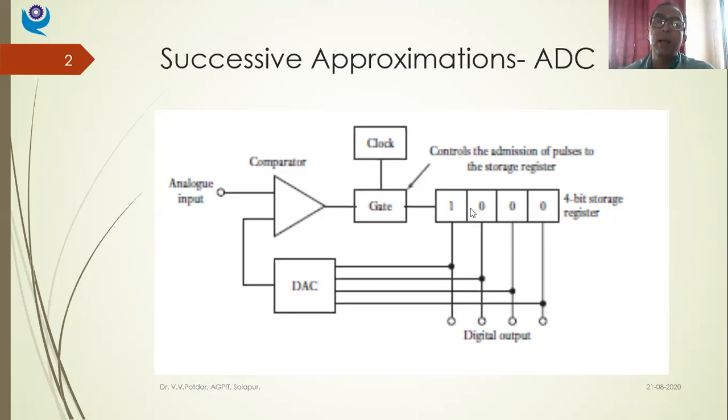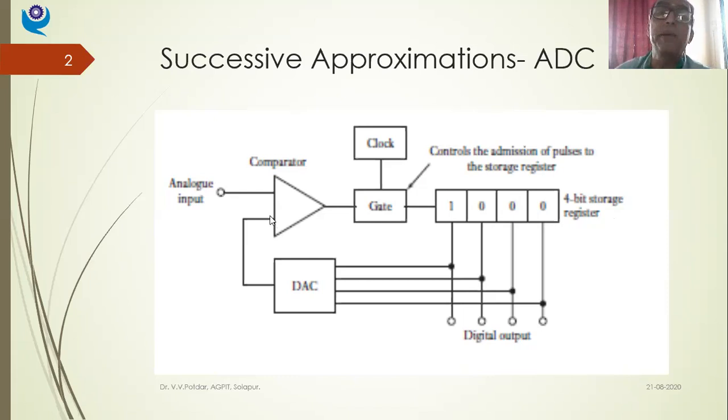And whatever is the digital output, that is connected back to my D2A converter. It's a 4-bit register and a 4-bit D2A converter. All these digits are connected to a D2A converter, which will convert this digital signal into analog signal, and then this analog signal is fed back to my comparator.